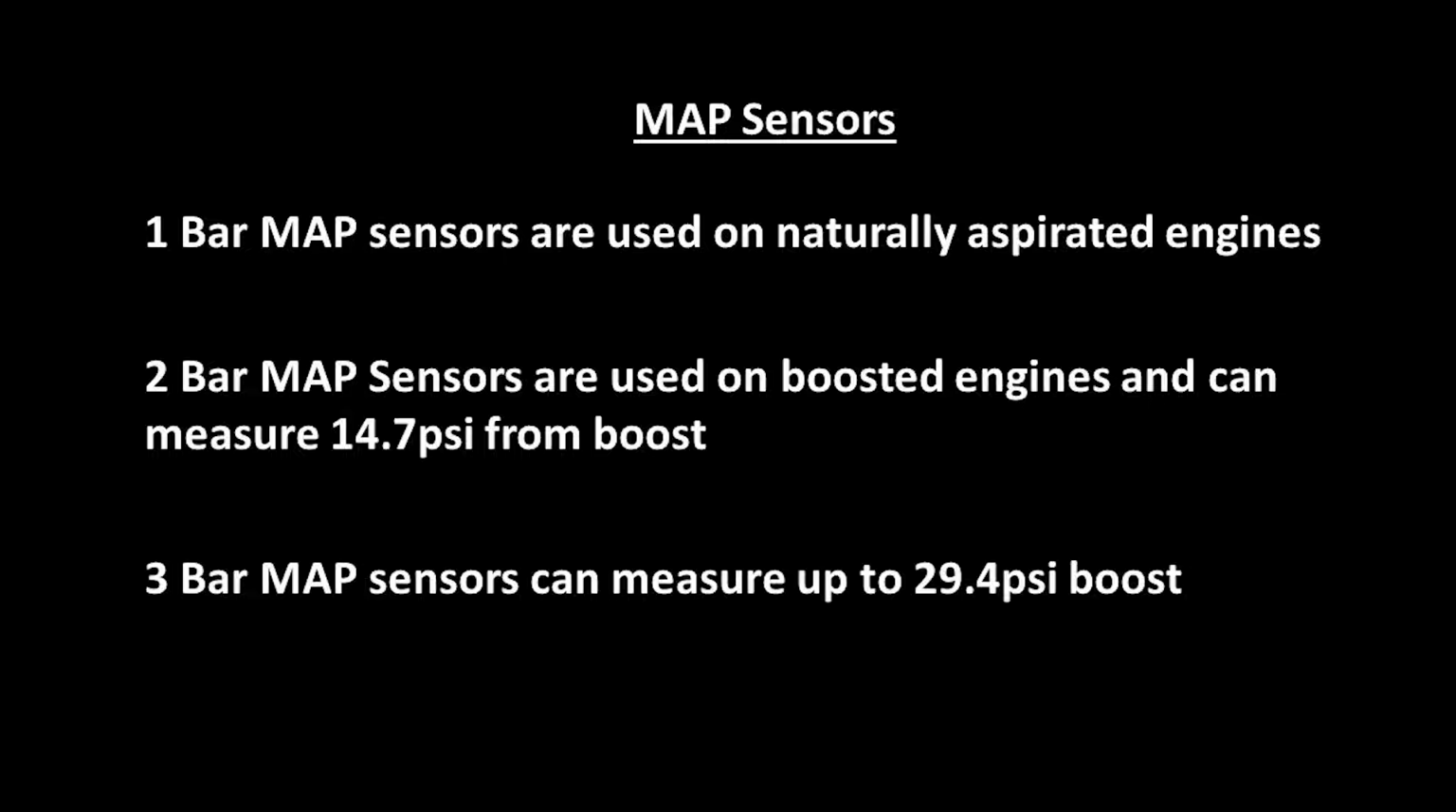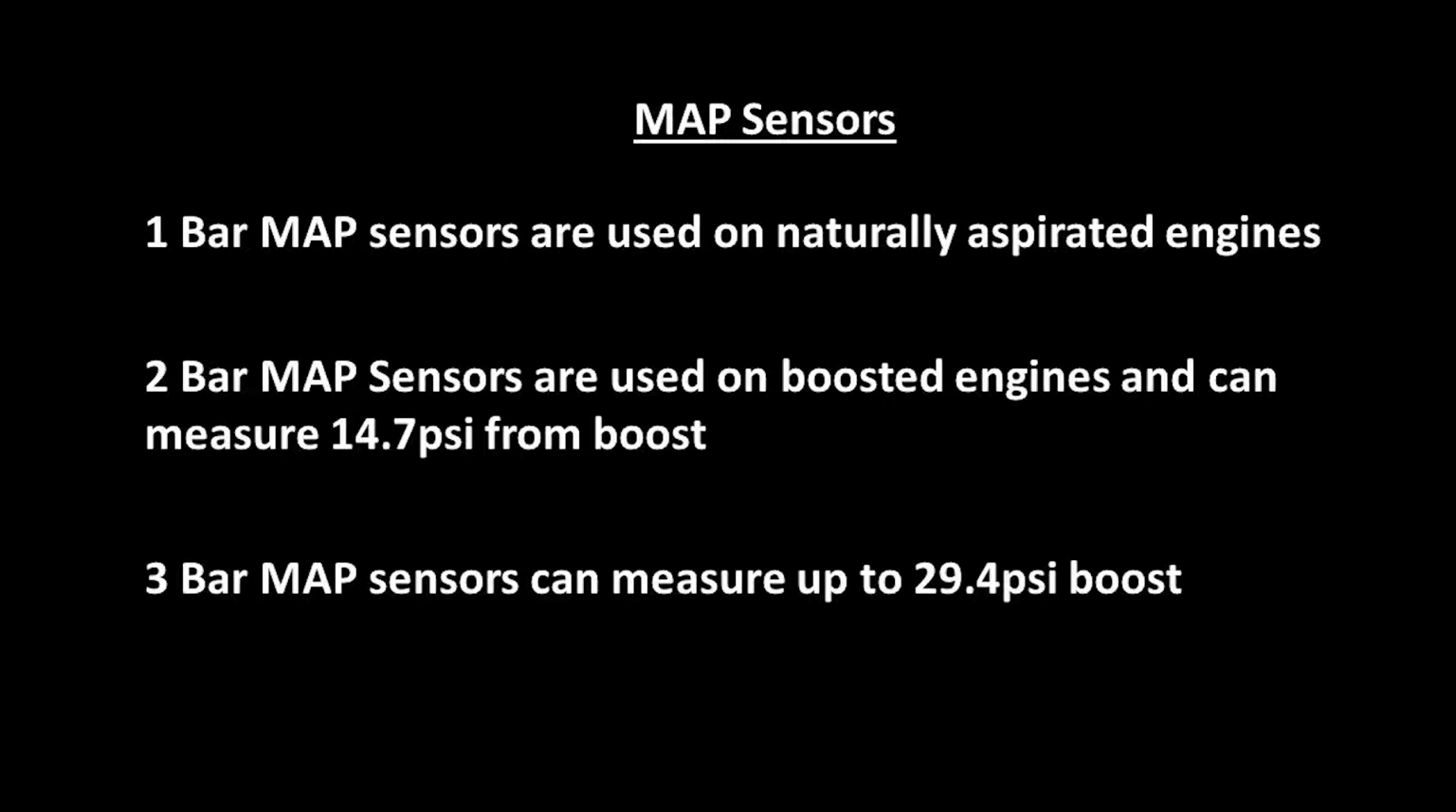A 3 bar MAP sensor, which can measure up to 44.1 psi, will read up to 3 atmospheres. And because it ignores the first one, it only reads the second 2, then it's 29.4. So if you're going to run 20 pounds of boost, you can't run a 2 bar because it only reads 14.7. So you run a 3 bar MAP sensor that reads up to 29.4 psi, and boom, you're good to go.